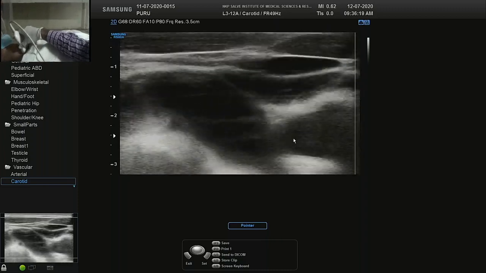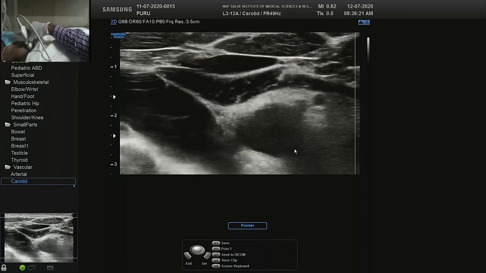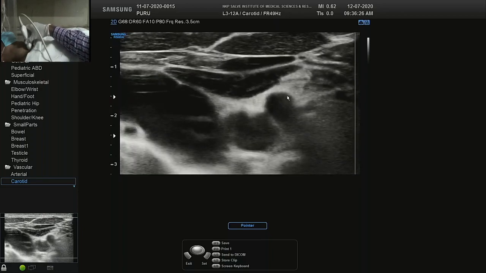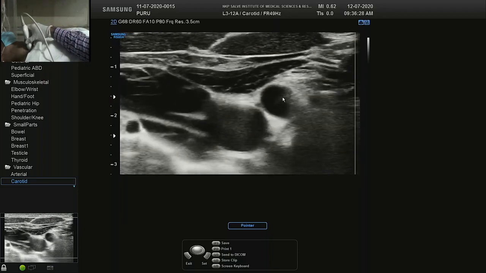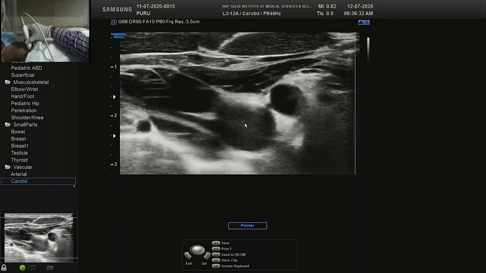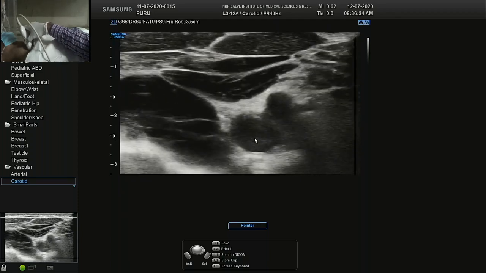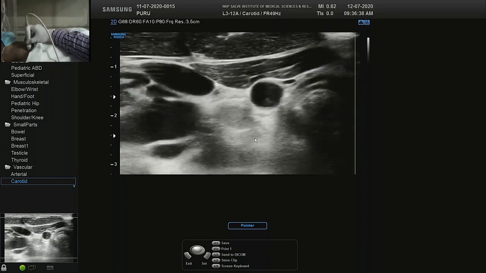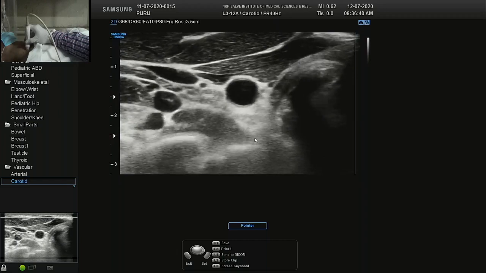This is the brachiocephalic or the innominate artery, and we can see these two arteries coming out. The artery going to the neck is the common carotid, and this is the subclavian. So finding it easy on the right side, and we follow this in the transverse section.